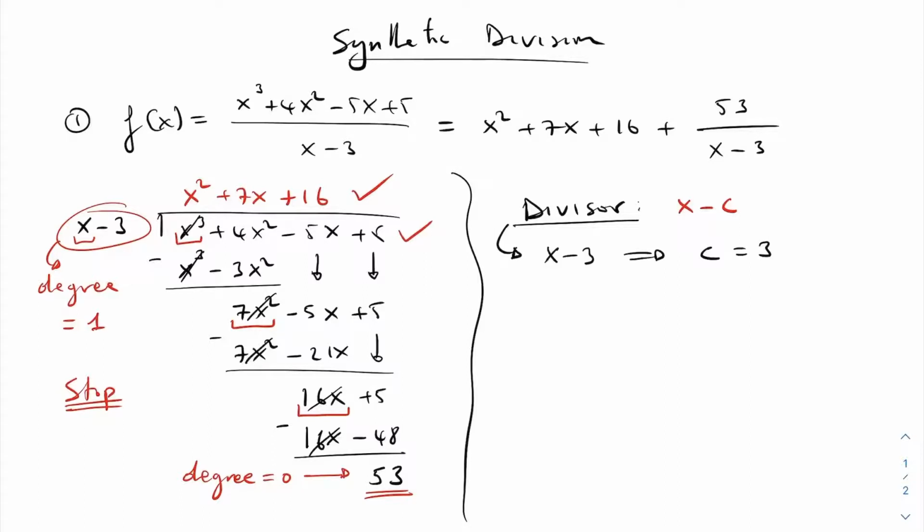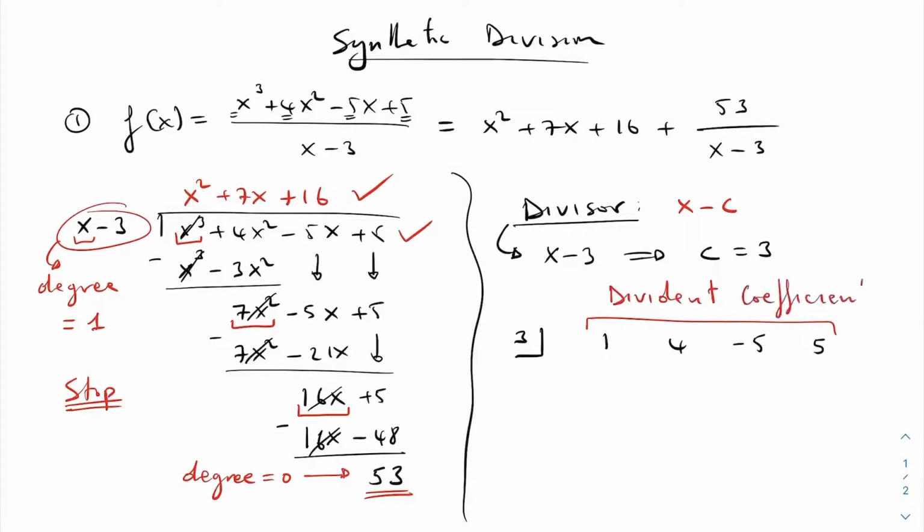And so the setup for the synthetic division is going to be as such. You're going to first put c here, so we're going to have 3. And then you're going to write all the coefficients of the dividend right here. In this case, it's going to be 1, which is the coefficient of x cubed, then 4, which is the coefficient of x squared, then negative 5, which is the coefficient of x to the power of 1, and finally 5, which happens to be the coefficient of x to the power of 0, also known as your constant here. Once you're done with that, you can go ahead and start the process.